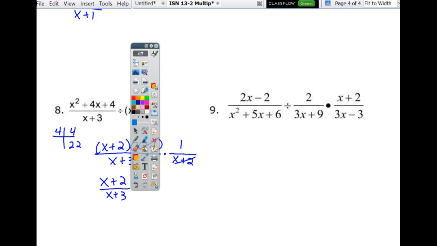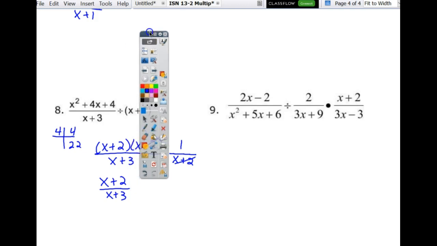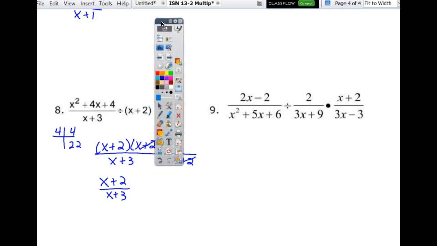Okay, that's a really good question. So listen, you guys, this is without a doubt the most common mistake. He wants to know, can I cancel the x's? You can only cancel the x's if it's like this. Then I can cancel the x's. But if it has a plus or a minus, you can't cancel them. Okay? So these you can't cancel.